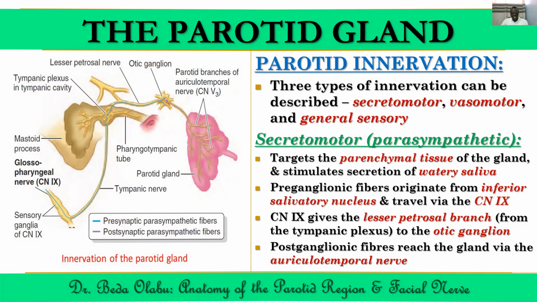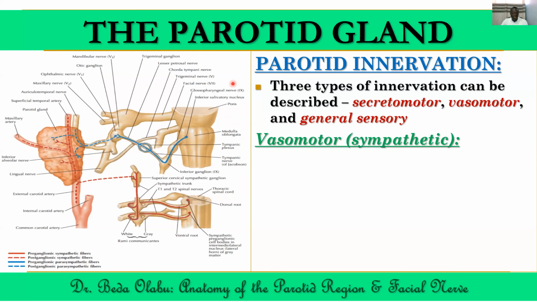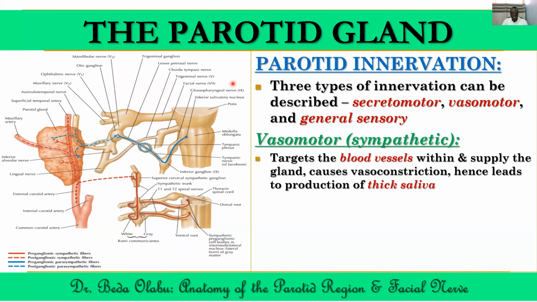Now we can talk about the vasomotor innervation. Vasomotor innervation is a sympathetic innervation. This type of innervation targets the blood vessels, and the aim is to cause vasoconstriction. When it causes vasoconstriction, the end result is production of thick saliva. So it's still production of saliva, but the saliva here is slightly thick, mucoid saliva.